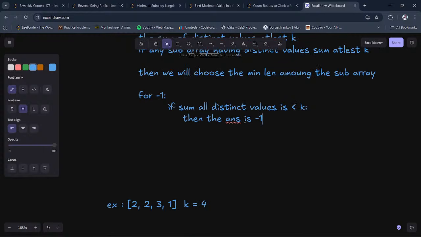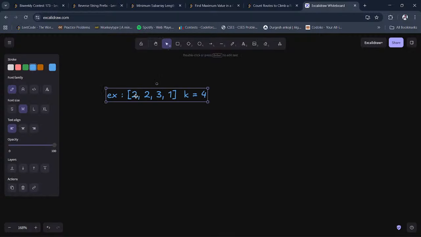So this is obvious because if you consider the whole array, if you couldn't make at least k as the sum of distinct values, then there is no such subarray that would have at least k as sum of distinct values. So at that point we'll return minus 1.